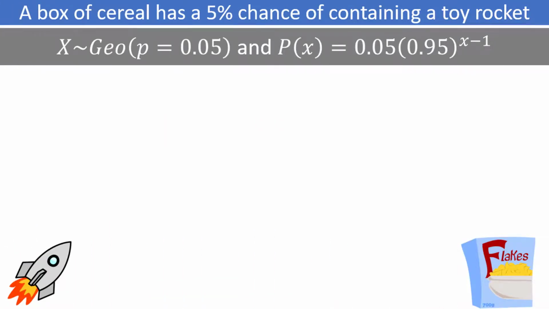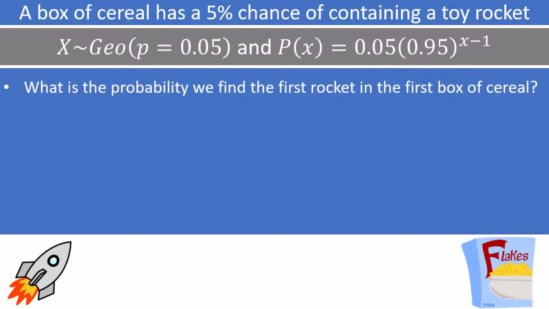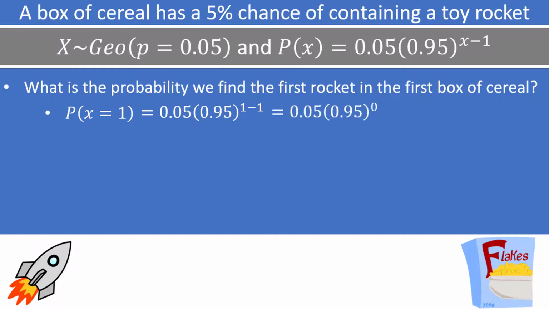For example, what is the probability that we find the first rocket in the first box of cereal? That's the probability x is equal to 1, so plug in x equals 1 into the formula. 0.05 times 0.95 to the 1 minus 1 power, which simplifies to 0.05 times 0.95 to the 0th power, which is equal to just 0.05. There is a 0.05, or 5% chance, that we find the rocket in the first box of cereal. This shouldn't be too surprising.